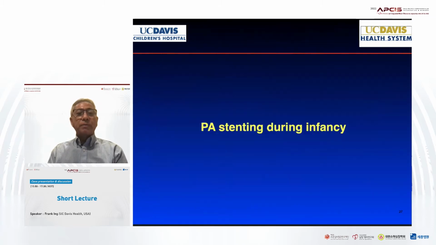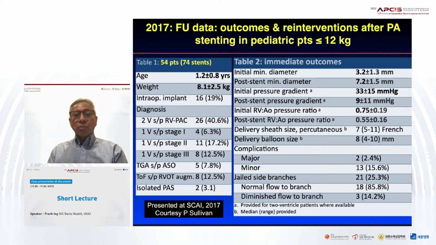So what about infancy? Because nowadays we put stents in more and more in smaller kids. What is the data there? This is a paper that was presented a few years back looking at stenting in pediatric patients less than 12 kilograms. Again, I'll just highlight that overall, the age of this group was 1.2 years, weighing about 8 kilos. If you look at the results, the diameter increased from 3.2 to 7.2, so more than doubled. The initial gradient went from 33 to 9, and then the RV to femoral artery ratio went from 3/4 to about half. So again, these represent some of the more severe patients in this age group.